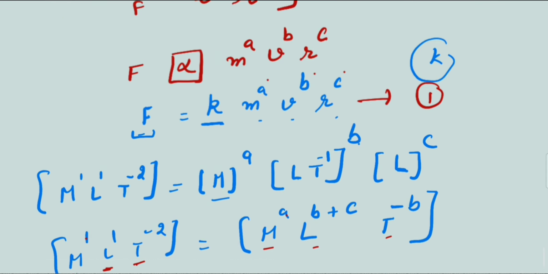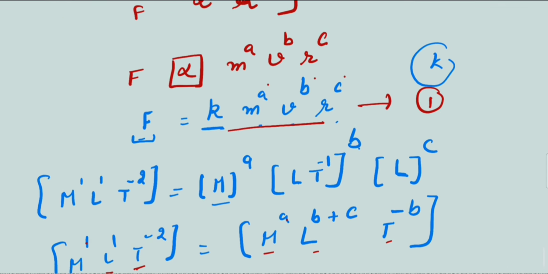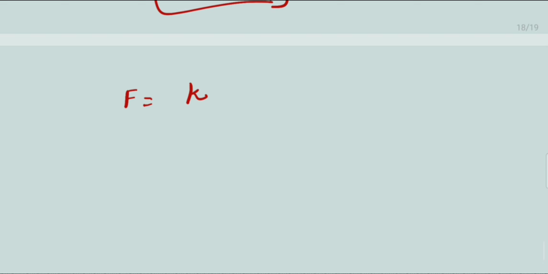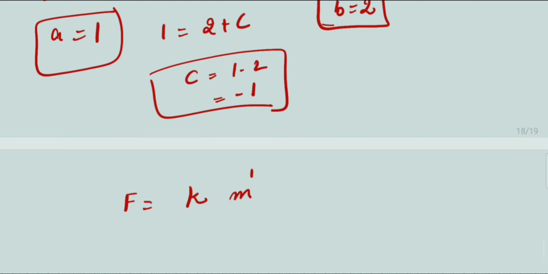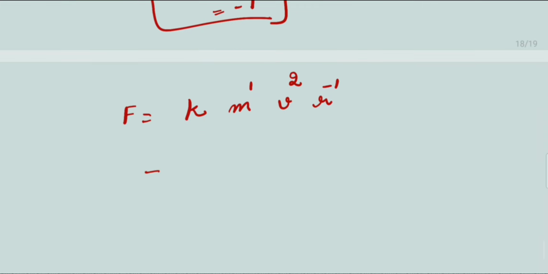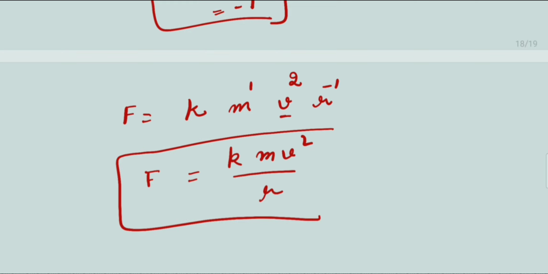We'll put all these values in this equation number 1. So we'll get F is equal to k, m raised to power a equal to 1, v raised to power 2, and r raised to power minus 1. So we can write this formula as F is equal to k m v square divided by r. So this is the formula for the centripetal force.